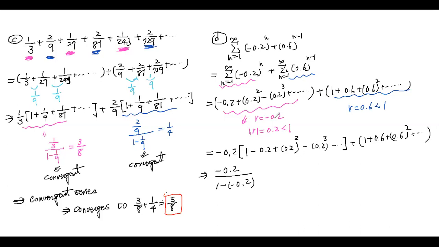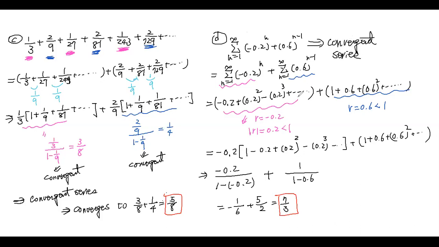Now this other one is just 1 over 1 minus 0.6, correct? If you simplify this a little bit, I think this one is negative 1/6 plus 5 over 2. So the final answer is 7 over 3. So what type of series is this? This is a convergent series, right? So this is a convergent series.